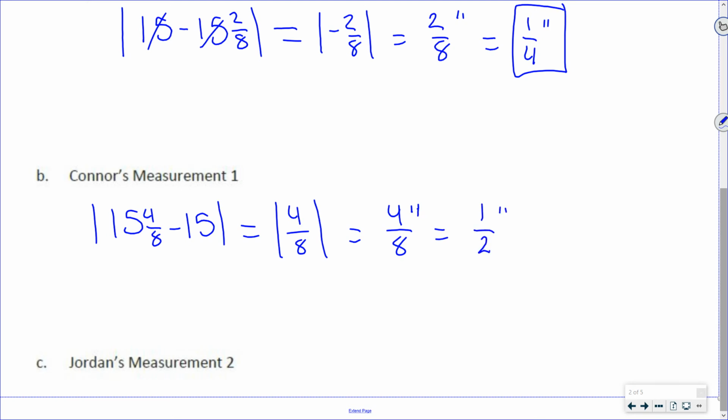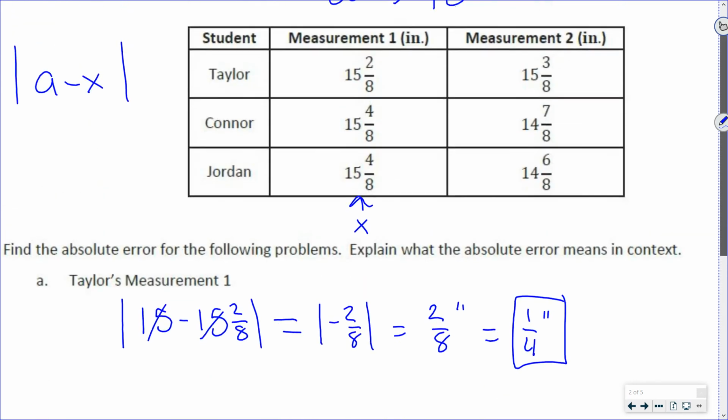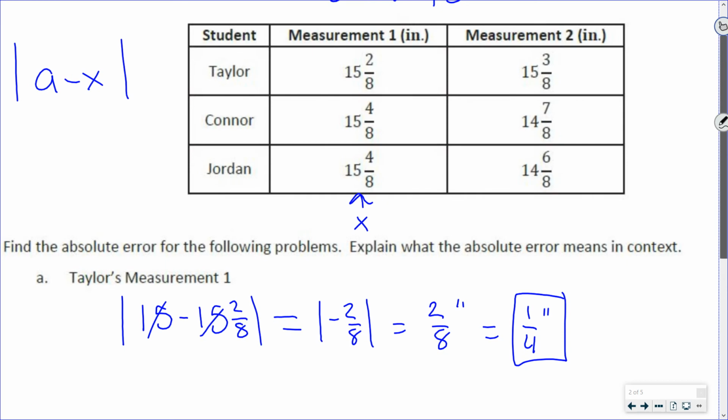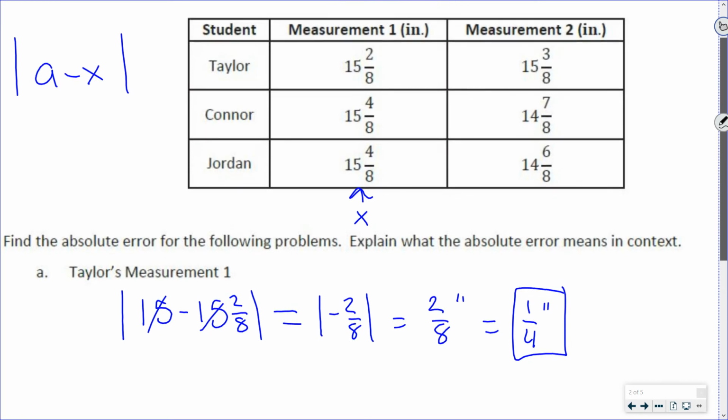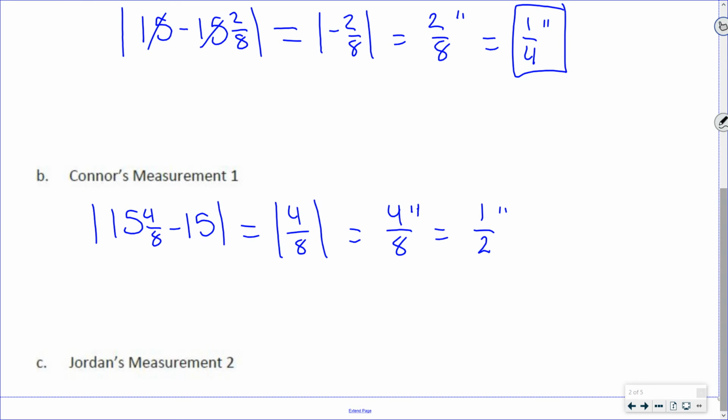Now, part C says Jordan's measurement for 2. Well, let's go back and take a look at Jordan's measurement for 2. Jordan's second measurement was 14 and 6/8 of an inch. Oh my goodness gracious! All right, so 14 and 6/8 of an inch.